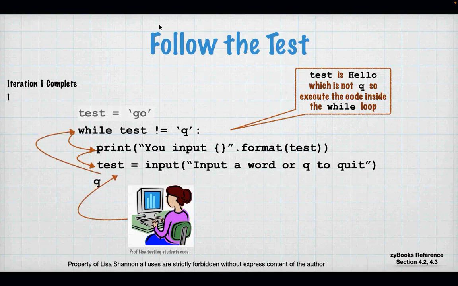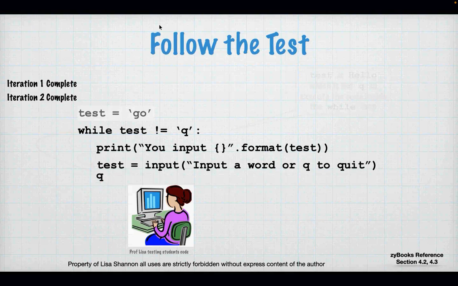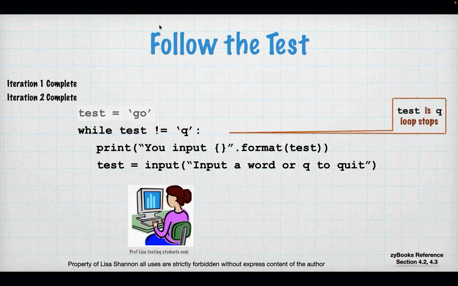So I'm back up to the top of the loop. I've completed the second iteration. The second iteration was when test was equal to hello. And now Q is not equal Q evaluates to false. So that means the loop is done. And so each trip through the while loop is called an iteration.